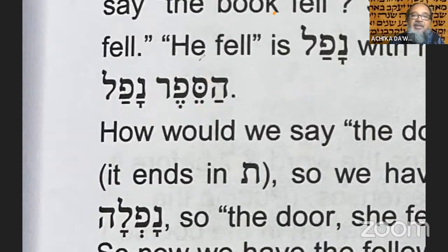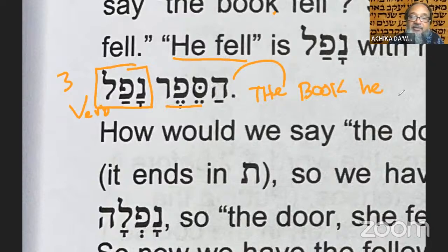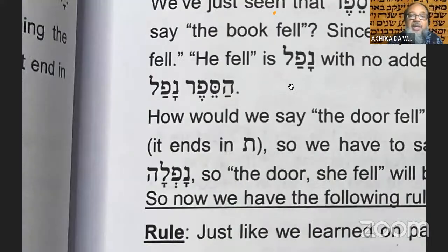Nafal by itself means he fell. Remember, if it's a 3-letter root, it's perfect. This right here is a verb. But we're talking about the book. The book is sefer, and then it says he, because there's nothing in front of it. It's perfect, and then he fell. Remember, it's not an it, because in Hebrew there is no it. It's only masculine or feminine. And that's how we will be able to understand our verbs and our nouns, if we stick to the rule of there being masculine and feminine.